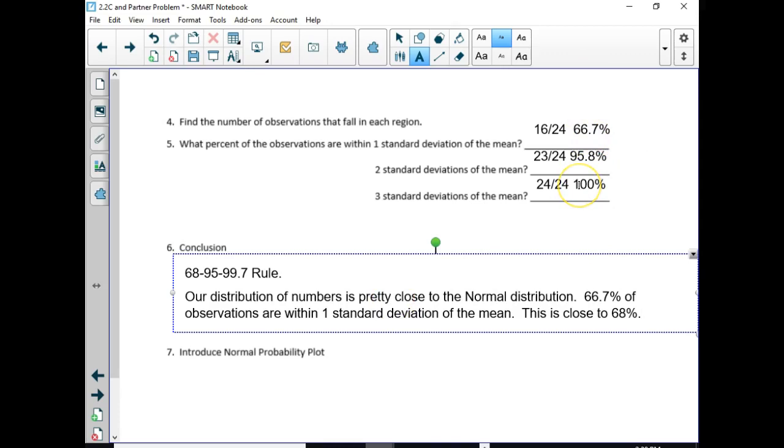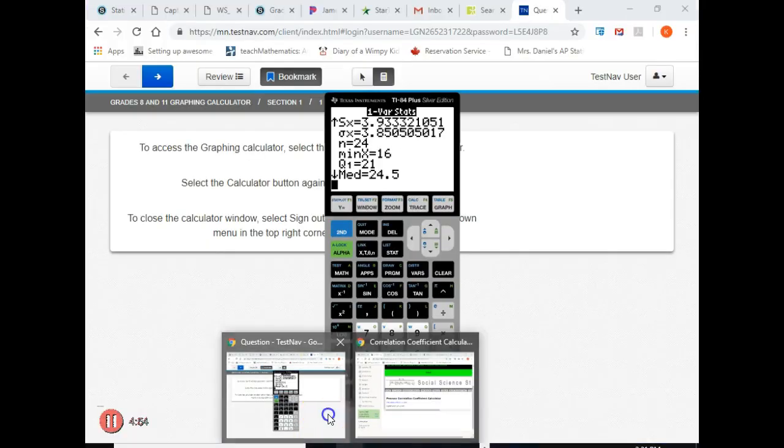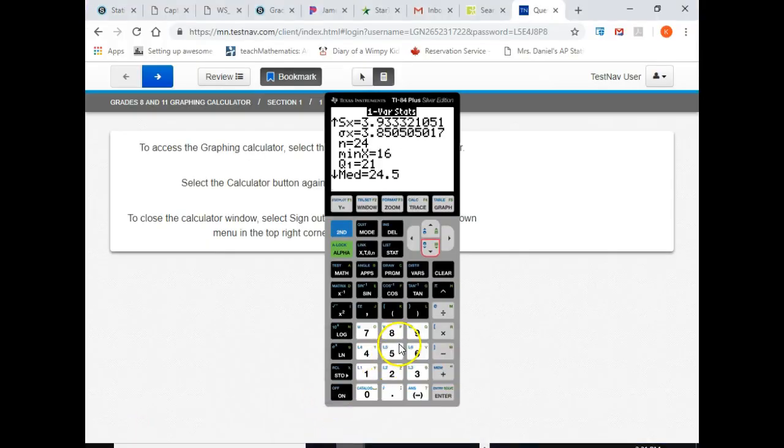Now, this is not exact. It's close, and unfortunately, for those of you who like exact things, we don't get that in statistics. What you can do is back it up with a probability plot. A probability plot can give you really good evidence that your distribution is normal.